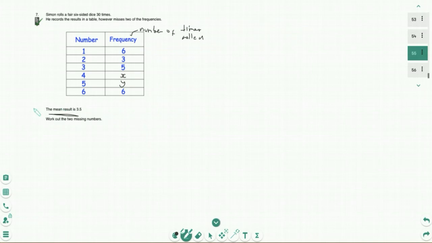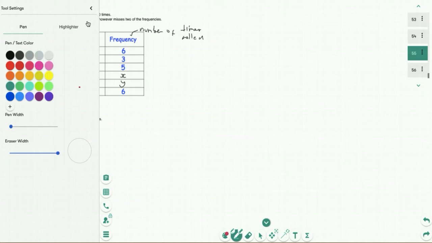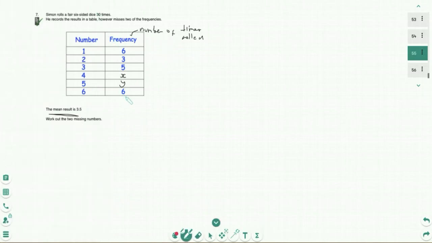Now I know the mean result is 3.5. So I think to myself, all right, if I'm given the mean, how do I find the mean in group data? Well, step 1 is you find the total of all the values. So you're going to multiply each category. So 6 times 1 is 6, plus 3 times 2 is 6, plus 15, plus 4 times x is 4x, plus 5 times y is 5y, plus 6 times 6 is 36.